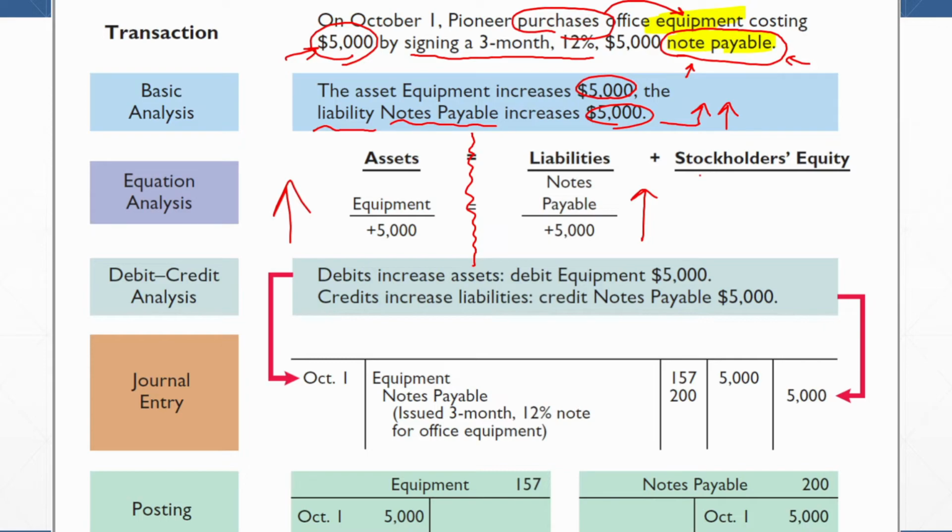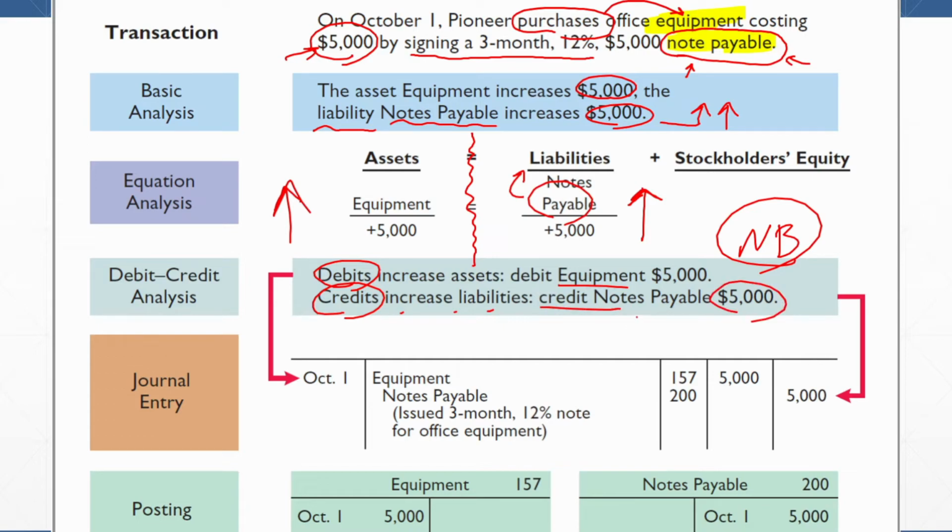Next step is to translate increase and decrease into debit and credit. How do we do that? We have to use the concept of normal balance. Normal balance is the side that increases the account. In this case, both accounts are increased. So what is the normal balance of an asset? It is debit. So we debit equipment. What is the normal balance of a note payable? It is a liability. Its normal balance is credit. So it is credit that increases the liability. So we credit notes payable $5,000.